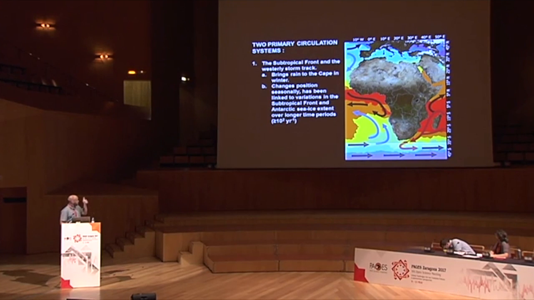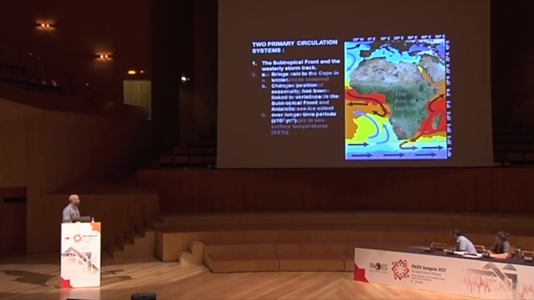The first one is the subtropical front and the westerly storm track. This brings winter rainfall to the Cape, and its position changes over longer timescales as a function of the position of the subtropical front, as perhaps linked to changes in Antarctic sea ice extent.